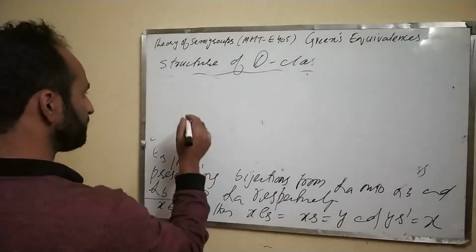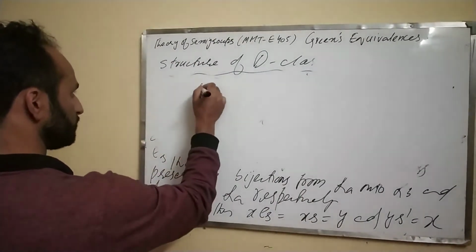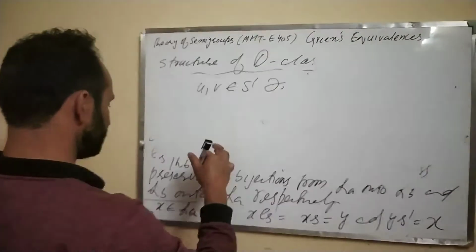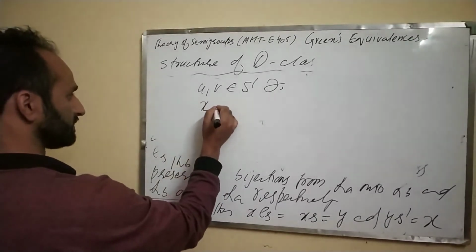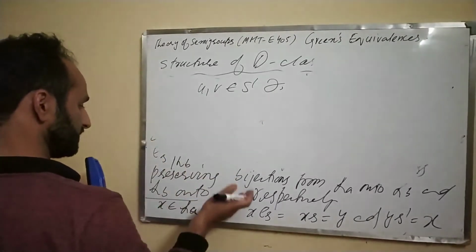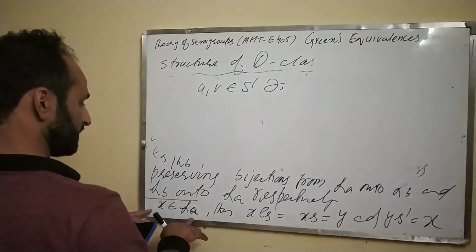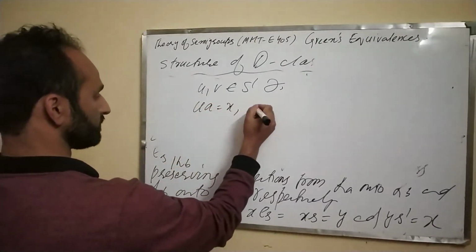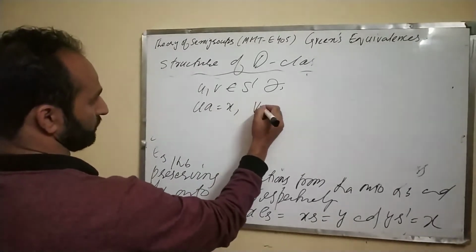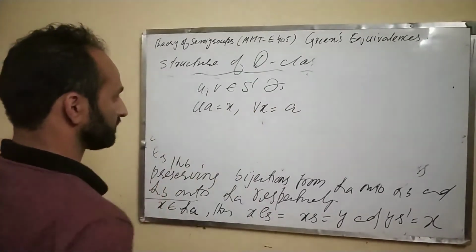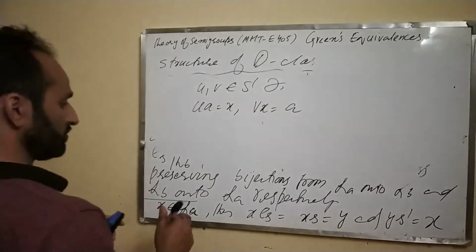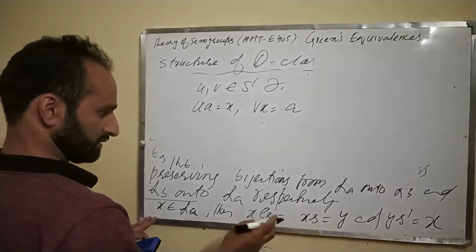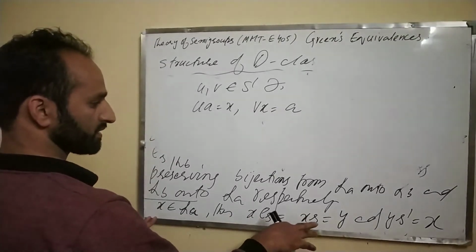Because x is related to a means that there are u and v in S^1 such that they are left related. That means ua is equal to x and vx is equal to a. They are related, x and a. So which means that xs is equal to y.